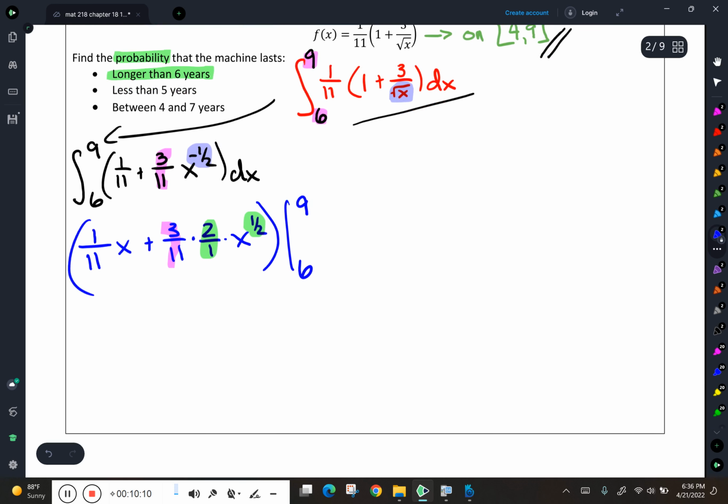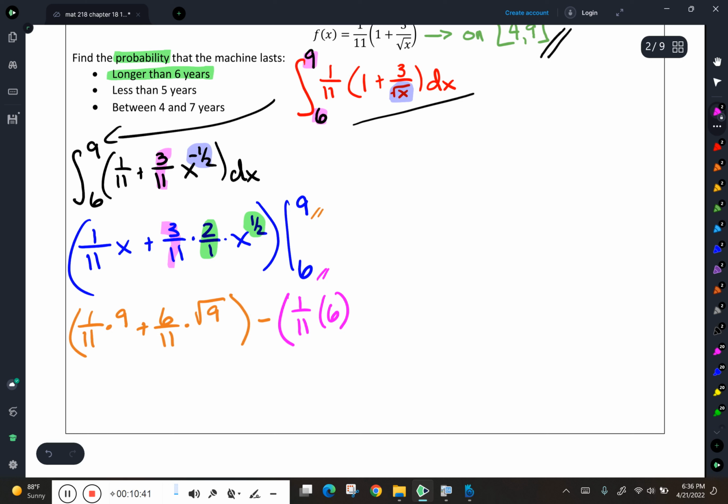Okay? So then that's going to be, I'll do the upper limit in orange. I'll do the lower limit in pink. So plugging in the upper limit, that's going to give me 1/11 times 9 plus 6/11 times the square root of 9 minus, and then I do the lower limit, 1/11 times 6 plus 6/11 times the square root of 6.